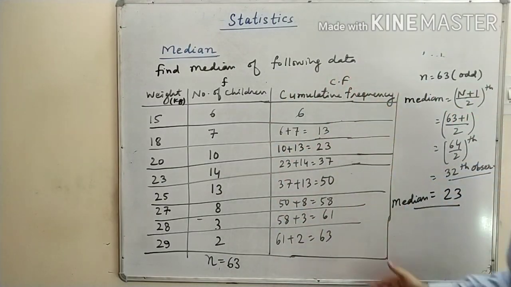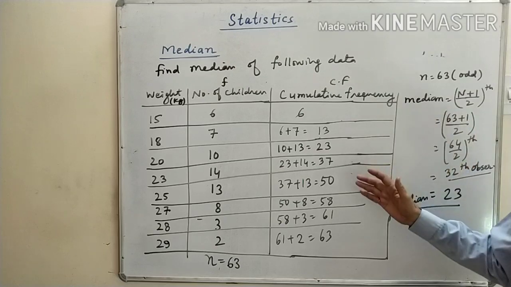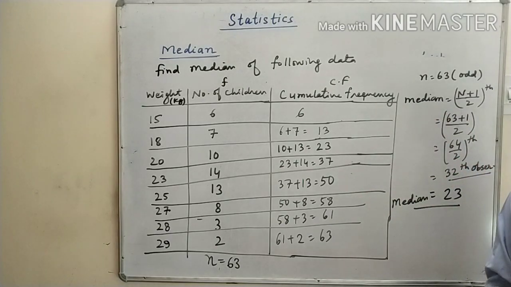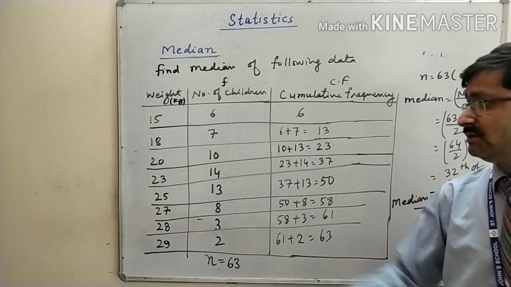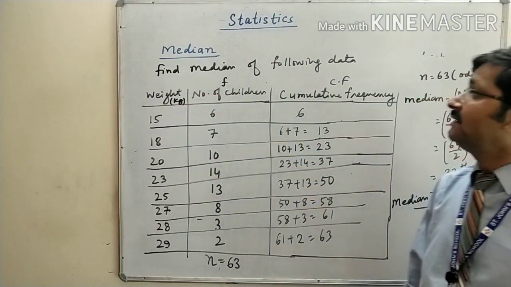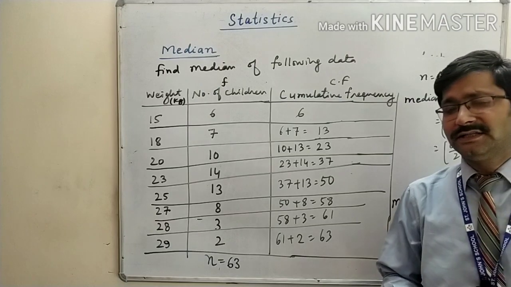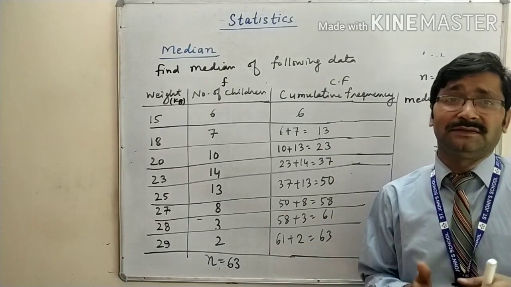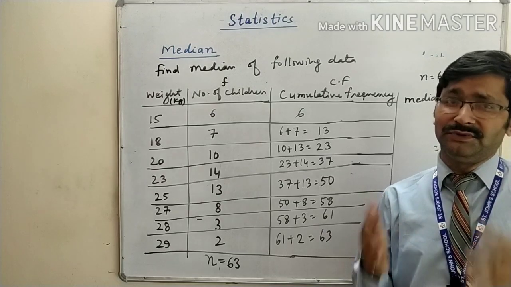We have to find the cumulative frequency, and by the cumulative frequency you can find out which observation is the 32nd observation. This is ungrouped data. If ungrouped data are given, you will use this method. But if grouped data are given, we have a formula, and we use that formula.